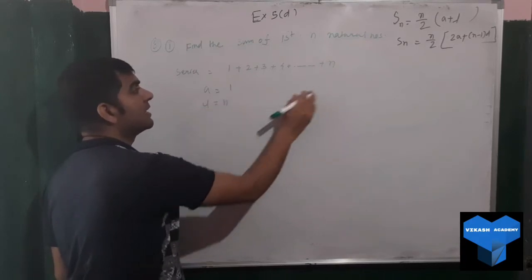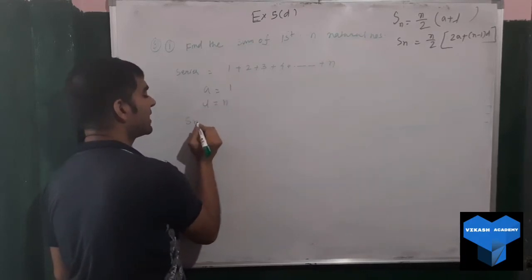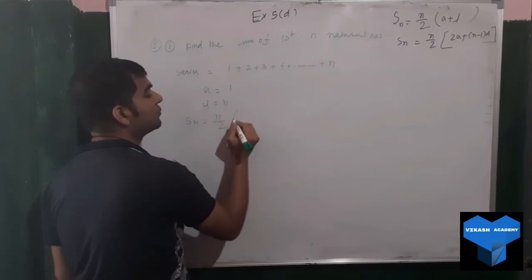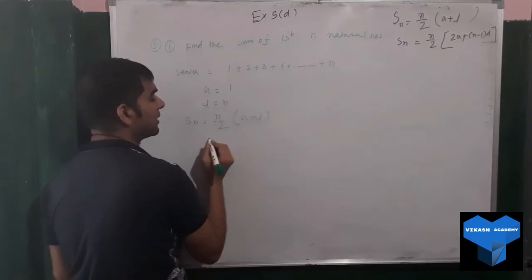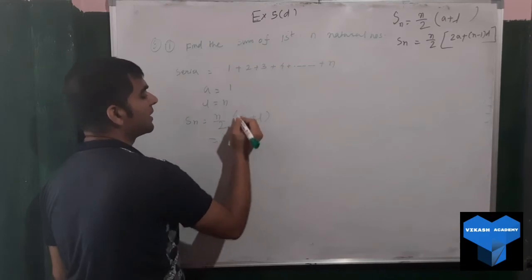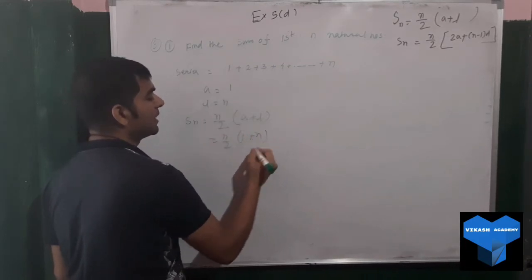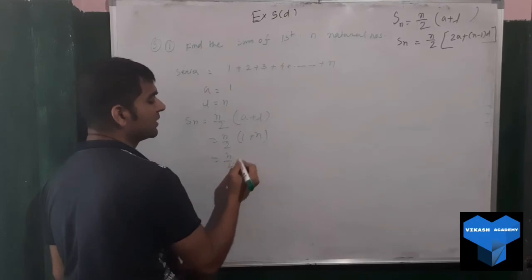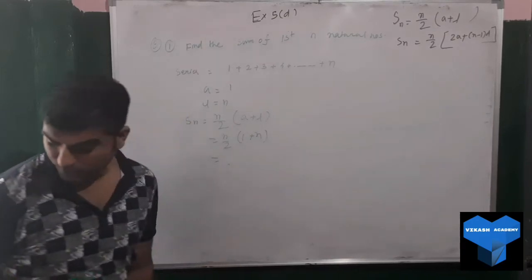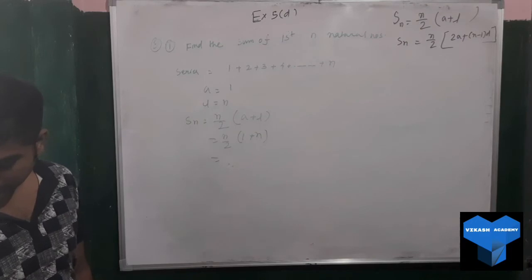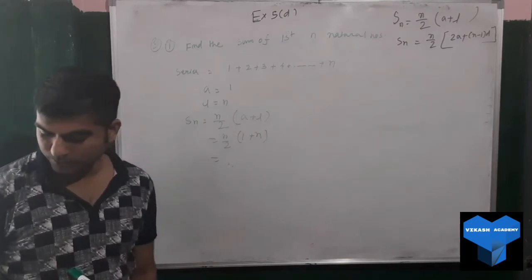When l, the last term, is given, we use the formula S_n is equal to n by 2 (a plus l). So n by 2, a, we have 1 here, then plus l, we have n. So the answer we will write is n by 2 (1 plus n). This will be our answer.